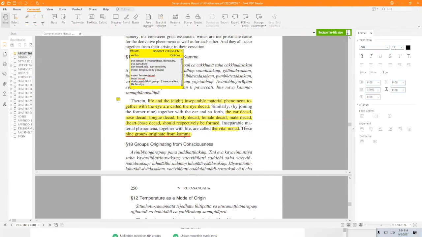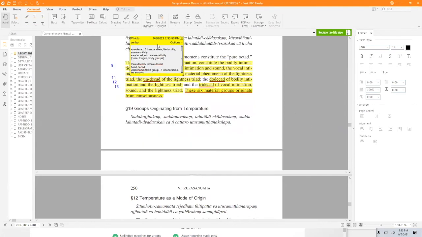So these are 9 groups originating from karma. We have the 5 types of sensory decad. That's 5. The male decad and female decad are 6 and 7. The heart decad is 8. And the vital nonad is 9. So those 9 groups originate from karma. Then groups originating from consciousness.